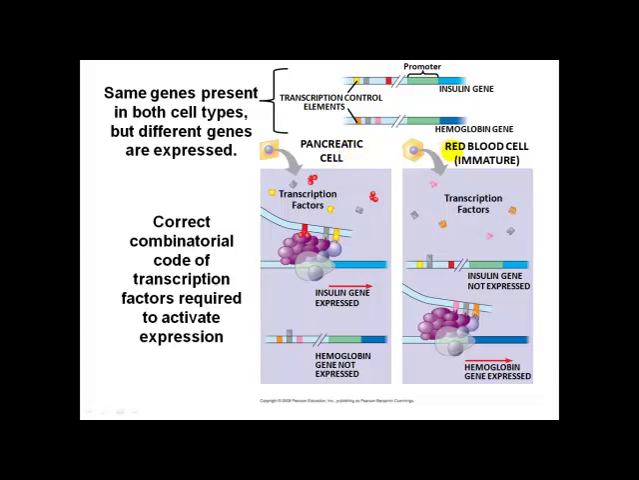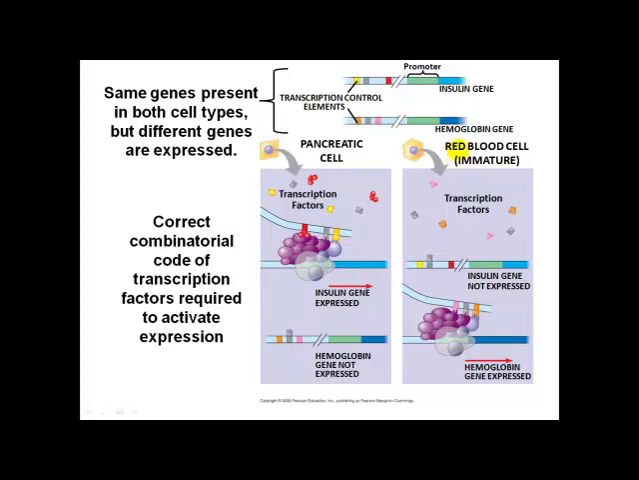If we look at red blood cells in their immature state, we wouldn't see that insulin expression. Is that because the insulin gene is lacking in those cells, or is it some other mechanism? Well, it turns out that it's not that the insulin gene is lacking in those cells. It's that the insulin gene is present but not expressed, right?